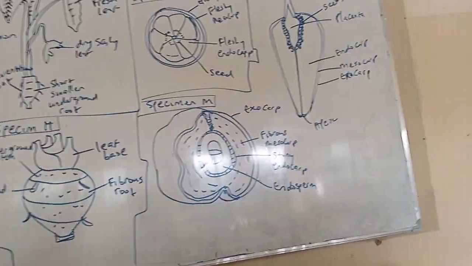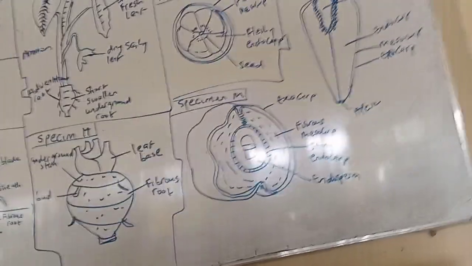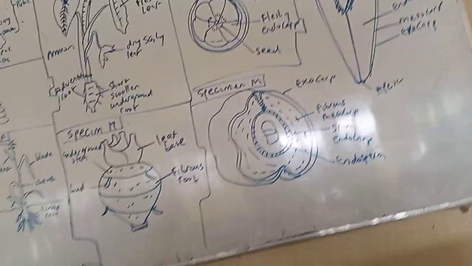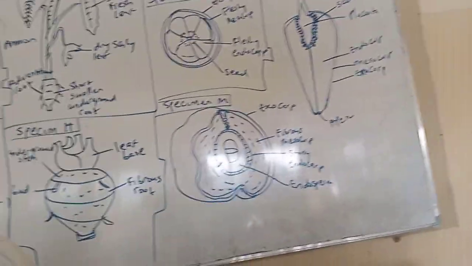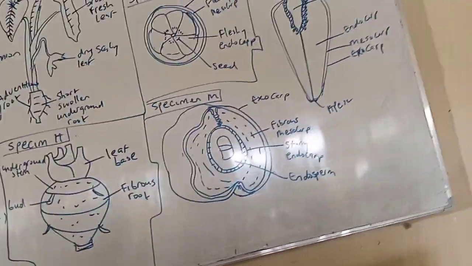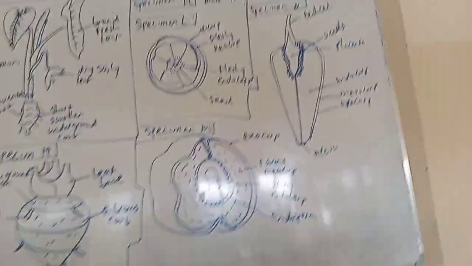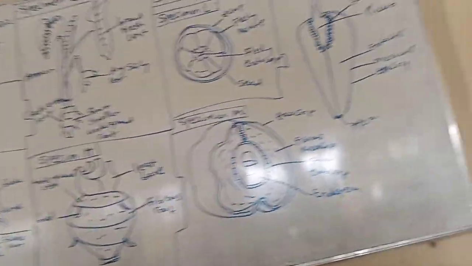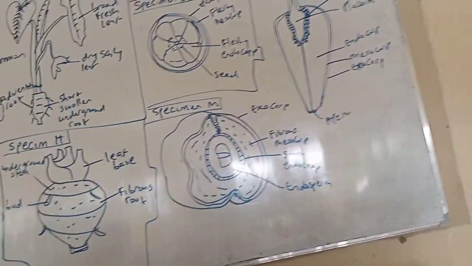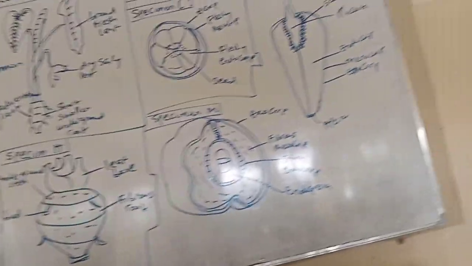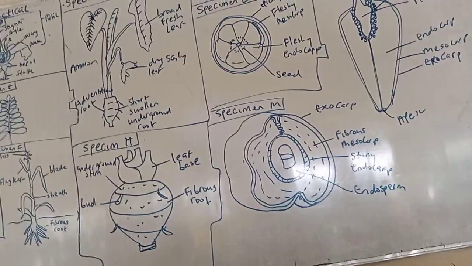Number 1, coconut pericarp is dry. I said it earlier. The orange pericarp is fleshy. Number 2, coconut exocarp and mesocarp do not fuse to form the skin, while in orange, they fuse to form the skin. The mesocarp of coconut is fibrous, while the mesocarp of orange is fleshy. The endocarp of coconut is hard, while the endocarp of orange is soft.